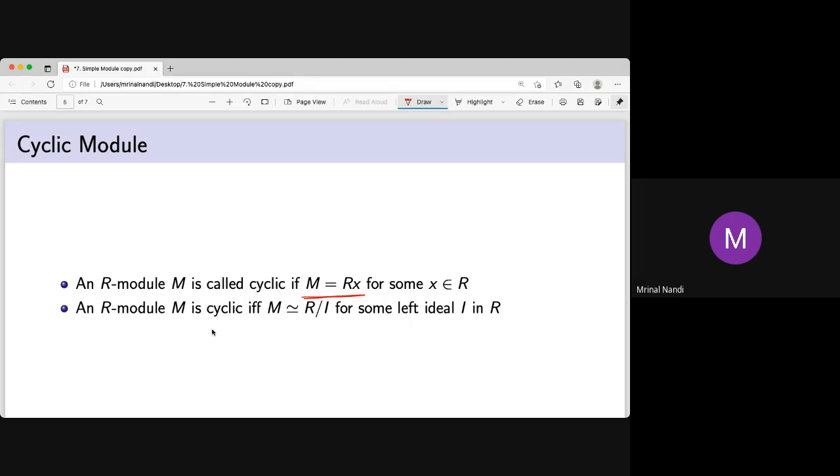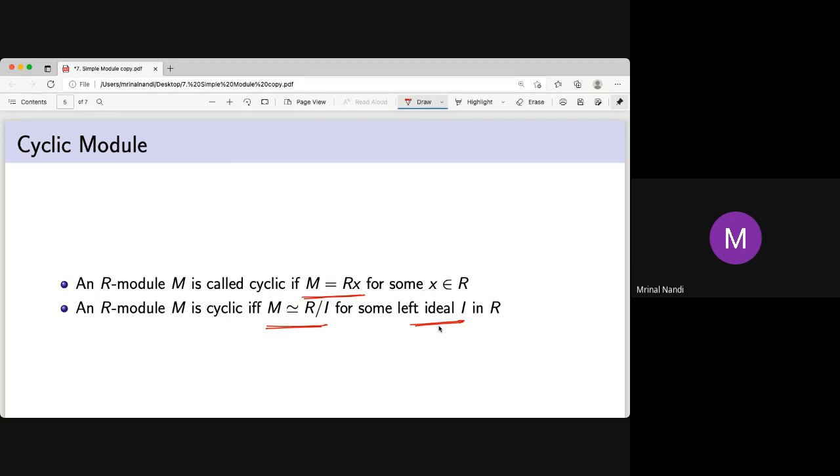An important result is that an R module M is cyclic if and only if M is isomorphic to R mod I for some left ideal I. Now it may not be maximal. If it is simple, then it is maximal. If it is not simple, it is just for some left ideal, not for all, but at least one ideal is there. So it goes both ways. If M is cyclic, we can find I. And if R mod I is cyclic and M is isomorphic to R mod I, then M must be cyclic. So this is a very important and interesting result in module theory.